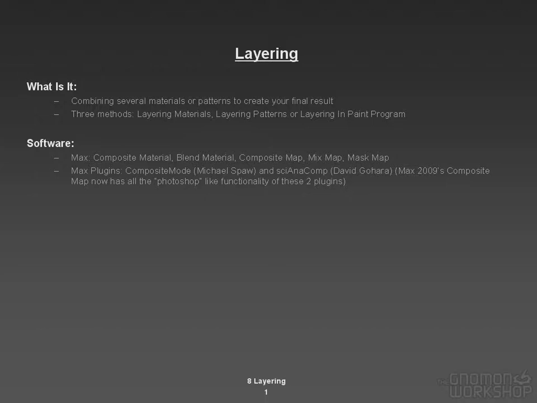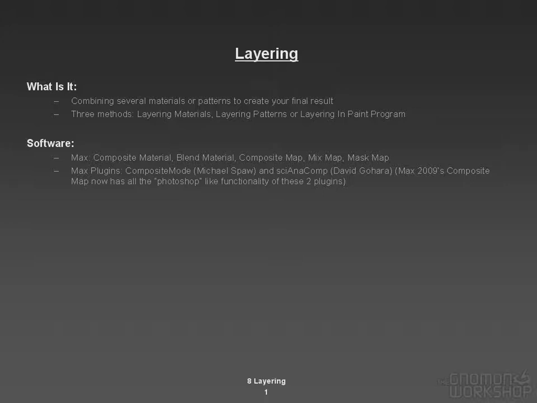So finally we come to layering, and layering is combining several materials or patterns to create your final result. The basic three methods of doing this are layering materials, layering patterns, and layering in your paint program. Software-wise, inside of Max, you'll probably be using the composite material, the blend material, the composite map, the mix map, and the mask map.